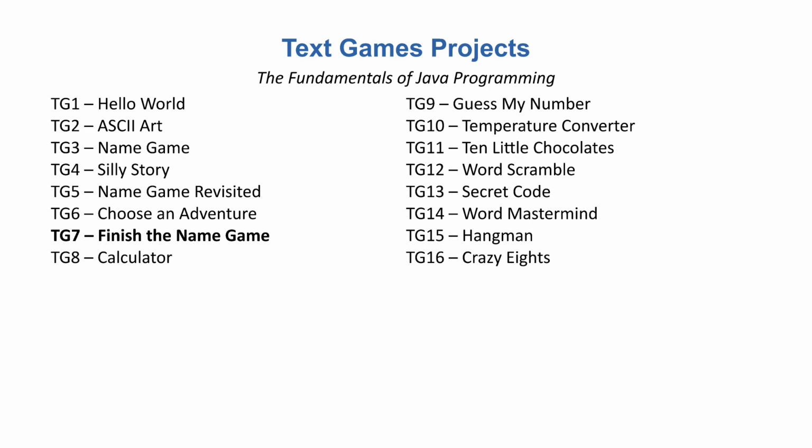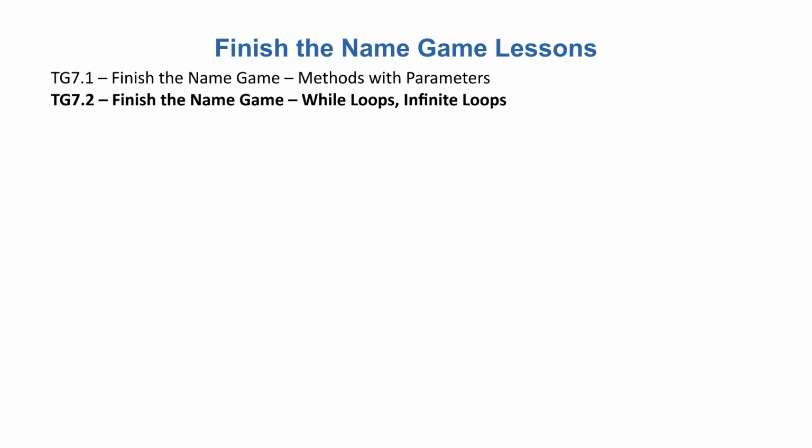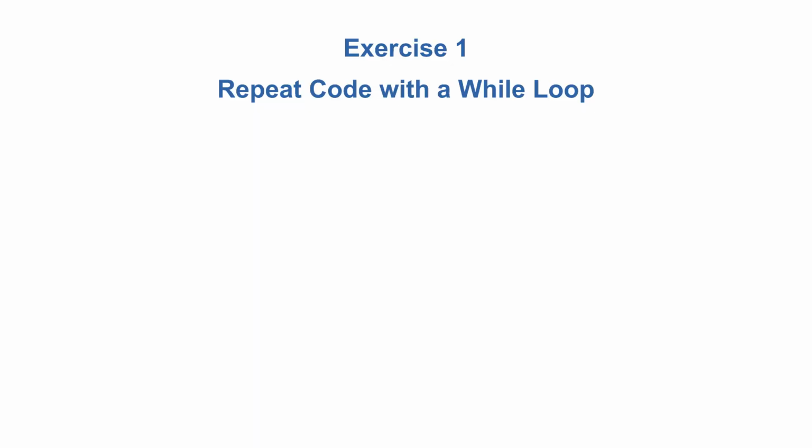In this project, we'll finish the name game we started in TG3 and added to in TG5. After printing the message for a name, you'll be asked to enter another name, or enter quit if you want to leave the game, as shown here. This is lesson TG7.2, where you'll learn to use while loops and how to handle an infinite loop. A while loop repeats a block of code while a condition is true. In this lesson, you'll get the name game to continue asking for another name until you type quit to exit the program. Exercise 1. Repeat code with a while loop.